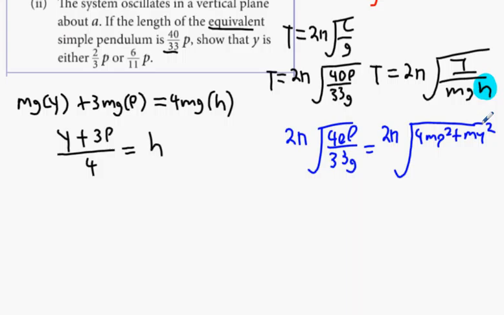Show that y is either this or this, so it's going to be a quadratic equation in y as opposed to a quadratic equation in p. Looking at this here, what's the m value this time? 4m as opposed to any other answer. G, and then the h value.